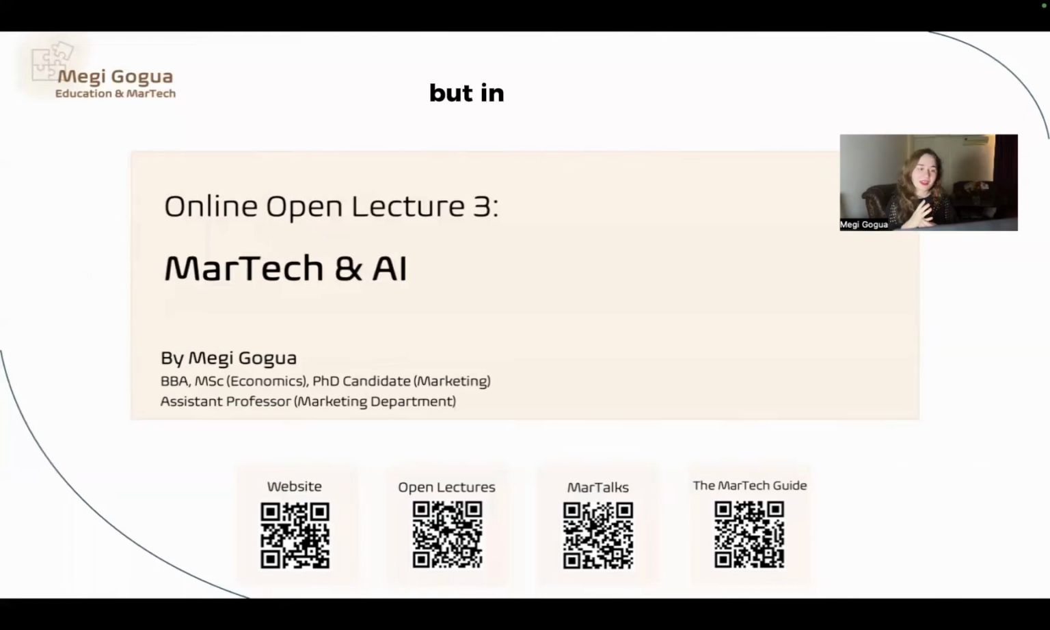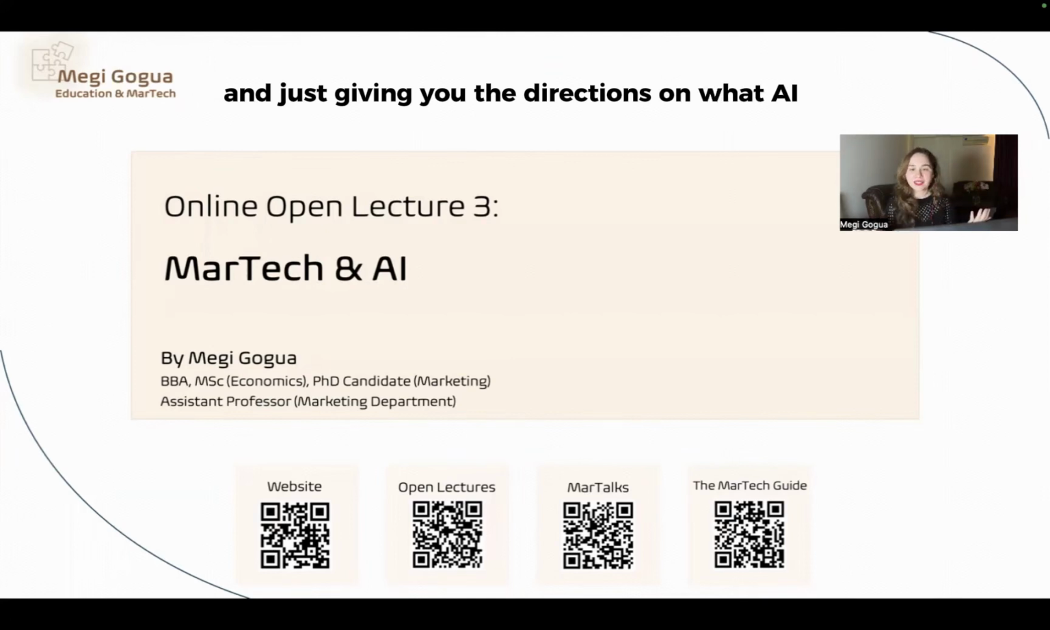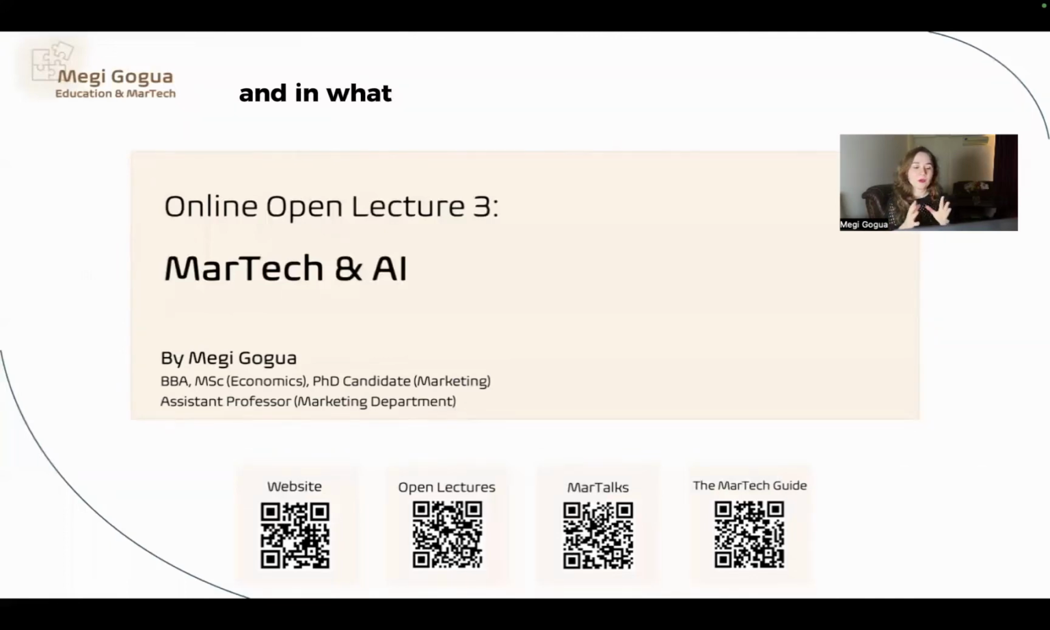In any case, this lecture today is dedicated to familiarizing you with some broad aspects and just giving you the directions on what AI is and how it can be applied to MarTech, in what kind of broad way, for our path towards more detailed definitions and cases in other online lectures.